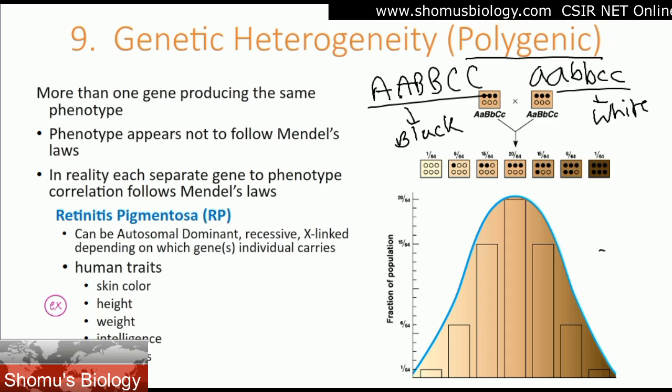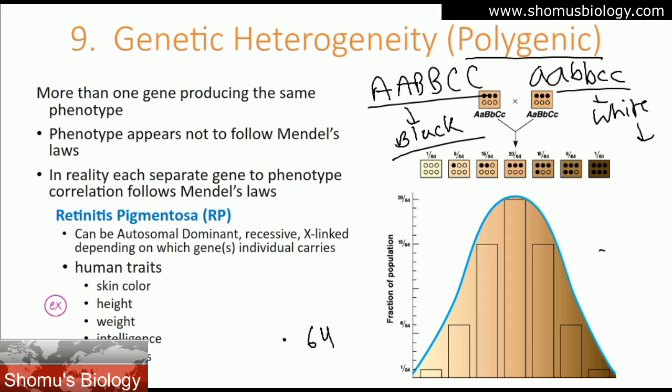So capital A, capital A, capital B, capital B, capital C means the darkest skin tone, and all small versions mean the lightest or fairest skin tone. In the population, if you look at the Punnett square, as we are involving three characters, the Punnett square will be of 64 gametes. In those 64 zygotes, one out of 64 will be the darkest skin tone, one out of 64 will be the lightest skin tone, and then there will be different combinations.